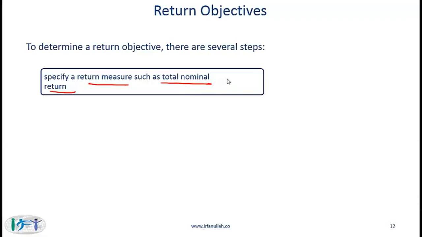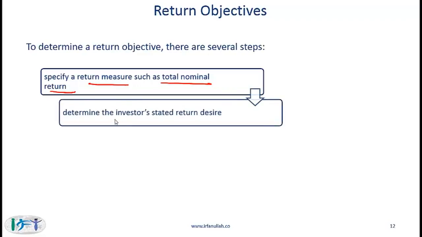Or we might talk about a real return, which is an inflation adjusted return. Or we might have a return relative to a benchmark, where we will say that we need to have a return greater than so and so benchmark. Then we determine the investor's stated return desire. You need to understand what your investor wants. So the investor might say that I want a return of greater than 12%.